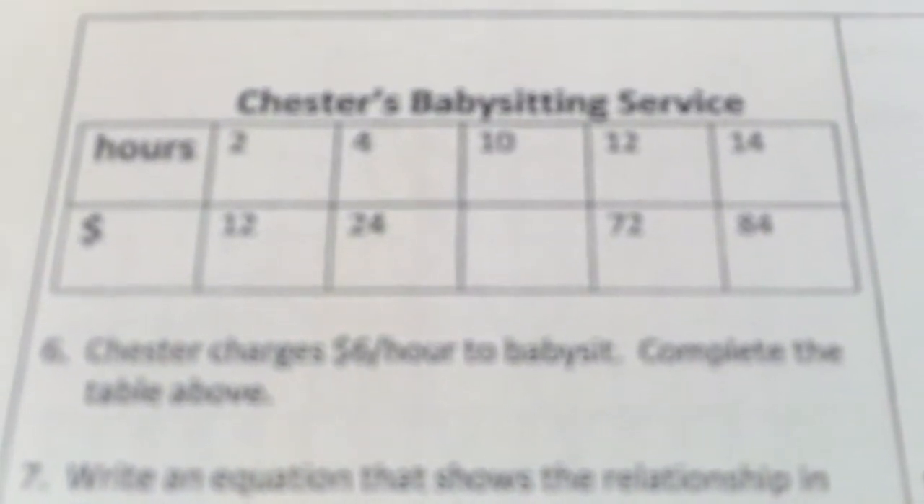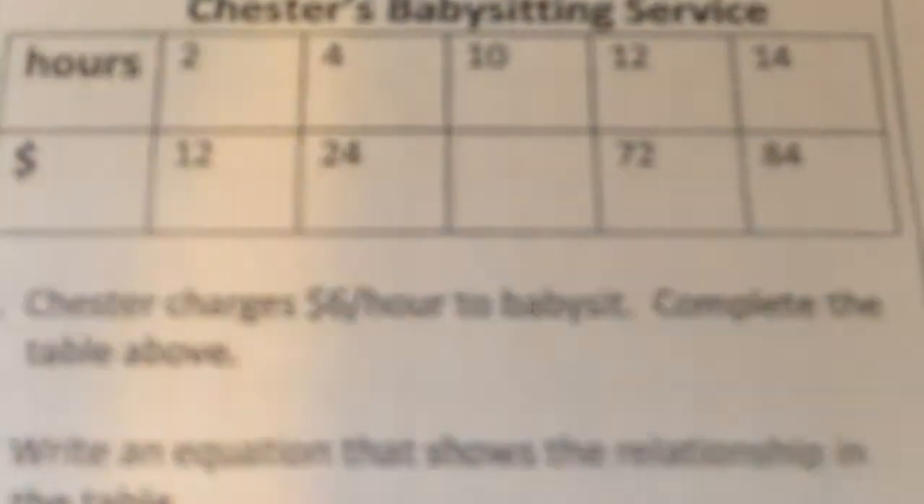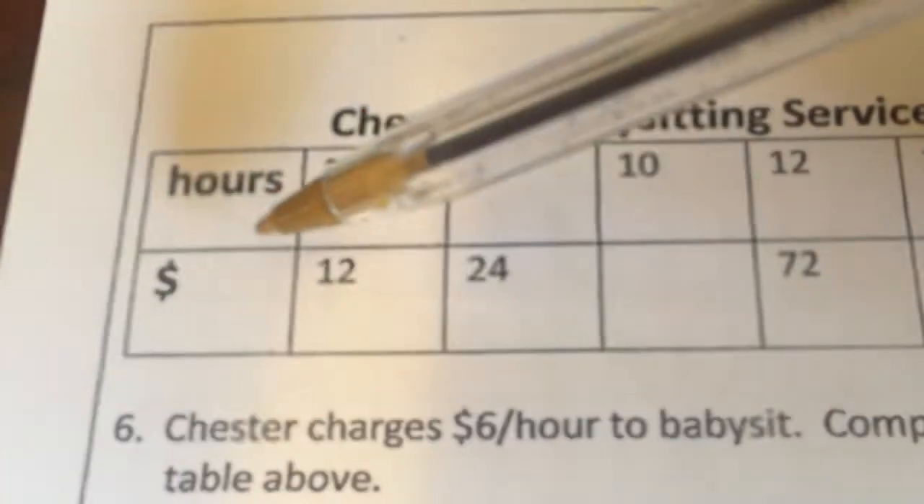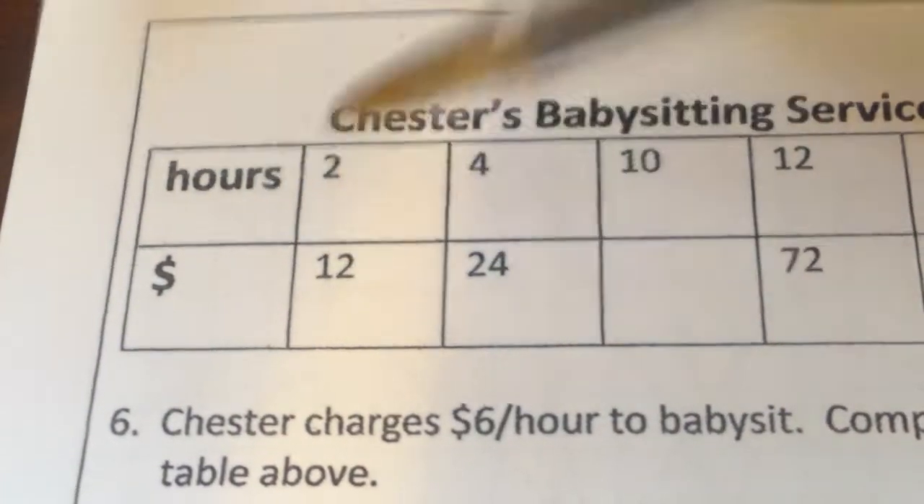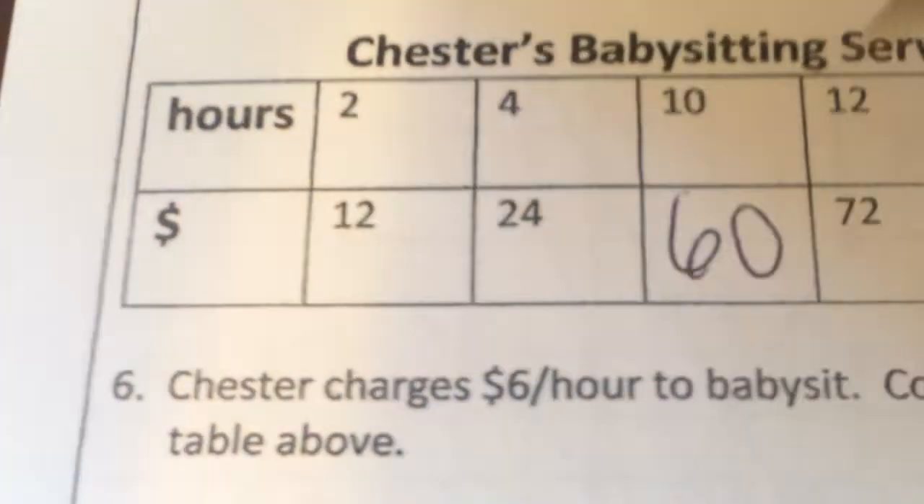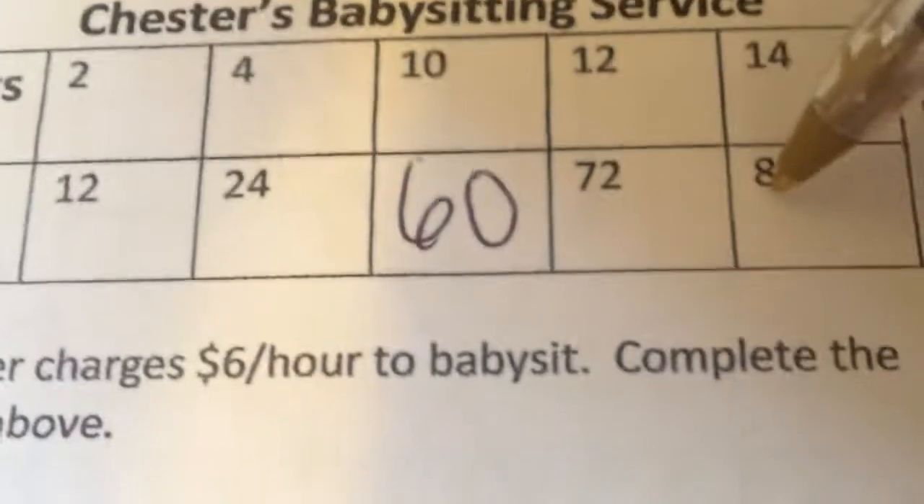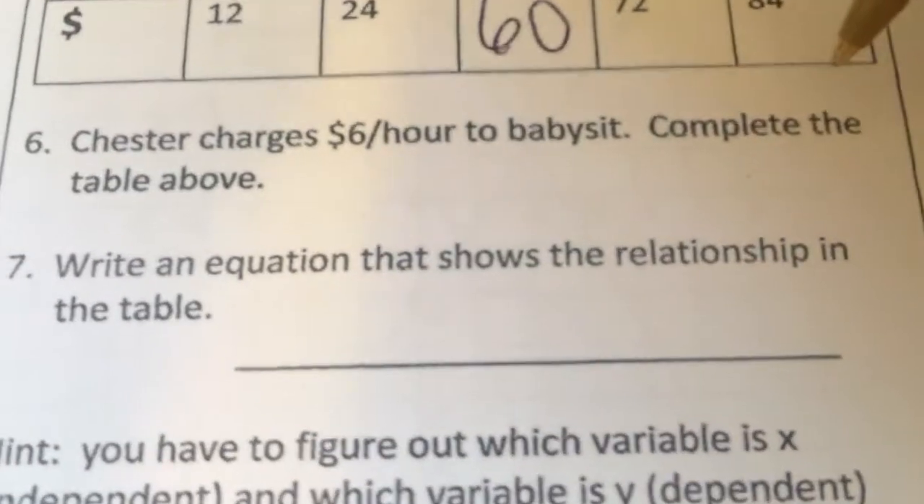Chester charges $6 an hour to babysit. Complete the table above. Well, if it's $6 every hour, then for 2 hours it's 12. 4 times 6 is 24. 10 times 6 is 60. If he babysits 12 hours, $72. 14 hours, 84. Write an equation that shows the relationship in the table.